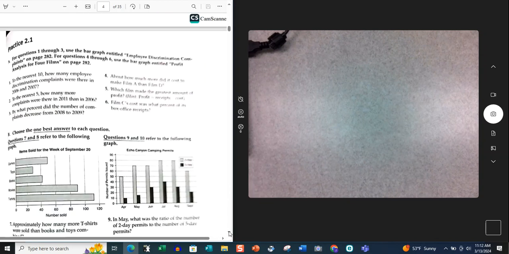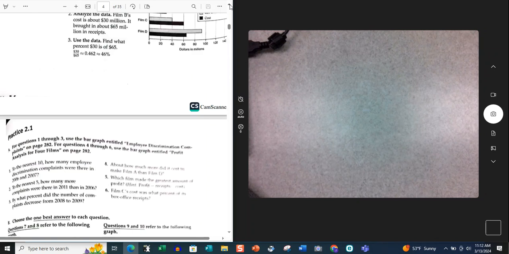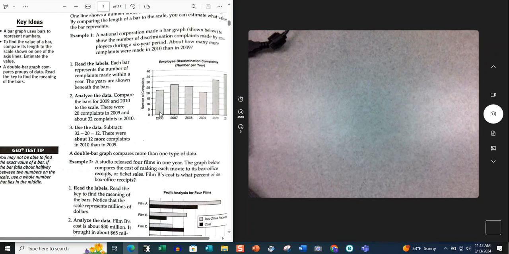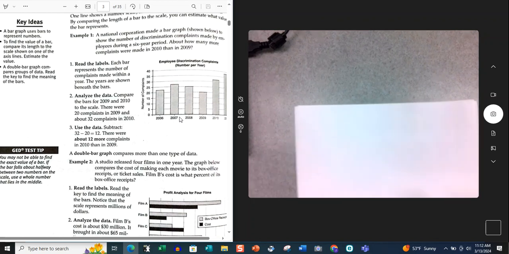So now, for questions 1 through 3, use the bar graph entitled Employee Discrimination Complaints on page 282. For questions 4 through 6, use the bar graph entitled Profit Analysis for four films. Okay, so it says to the nearest 10, how many employee discrimination complaints were there in 2006 and 2007? So we go here. So we look here to 2006 and 2007. Now remember, they want us to round to the nearest 10.